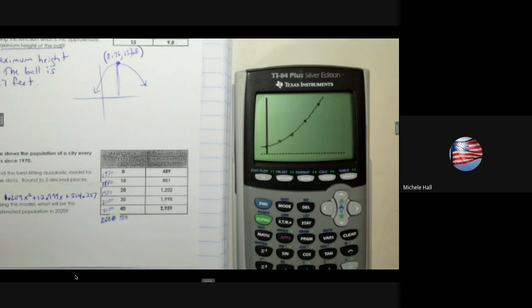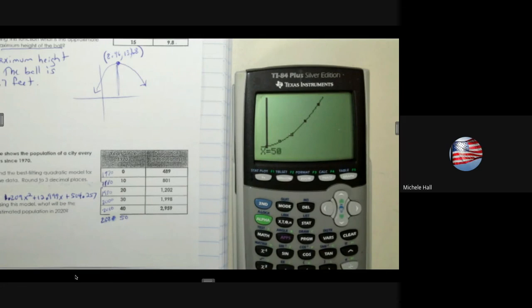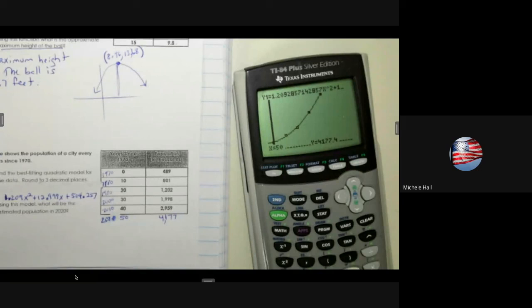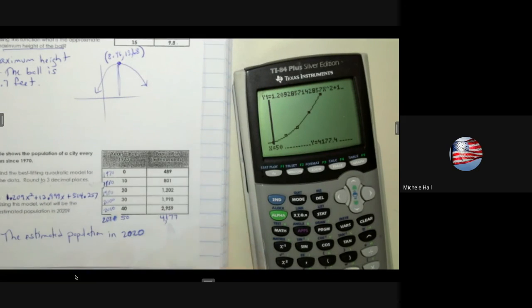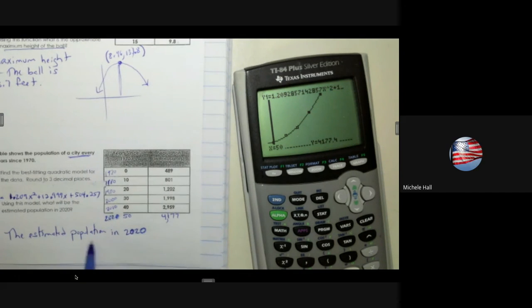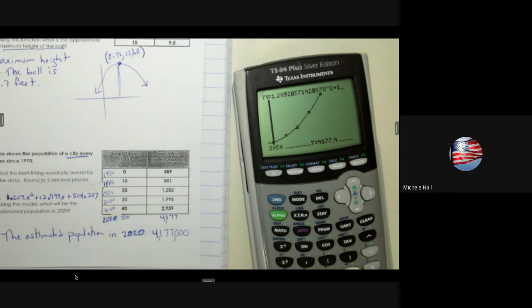Let's see if that works. Do I have to change the y value as well? We are going to calculate a value. Number 1, we'd like to see 50. And it says when x is 50 that we get 4.1774. They've got whole numbers in the chart. So 4,177. And this is in thousands. It's too bad it didn't tell us which city it is. I'd like to look that up to see how true it is. The estimated population in 2020 would be 4,177,000.